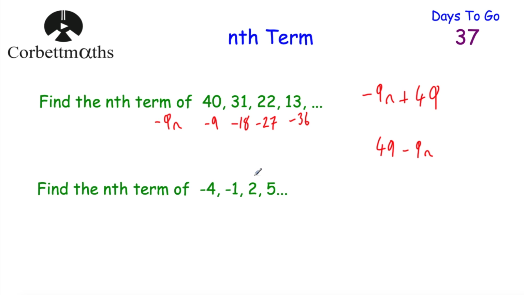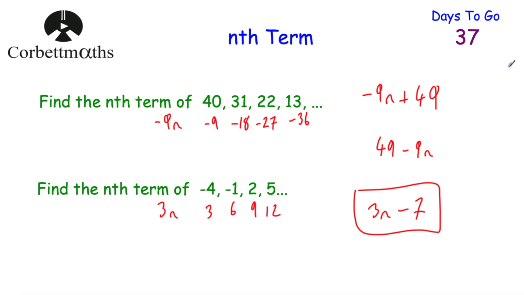So we're going up 3, up 3, up 3, and so on. So let's write our multiples of 3. So 3, 6, 9, 12, and that's 3n. To get from 3 to minus 4, we take away 7. To get from 6 to minus 1, we take away 7. From 9 to 2, we take away 7, and so on. So it's going to be 3n minus 7. And if you got that, well done. Okay, let's have a look at our next question.